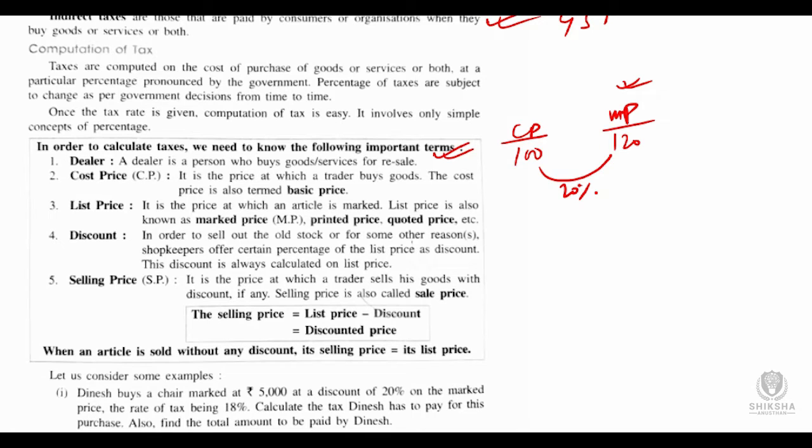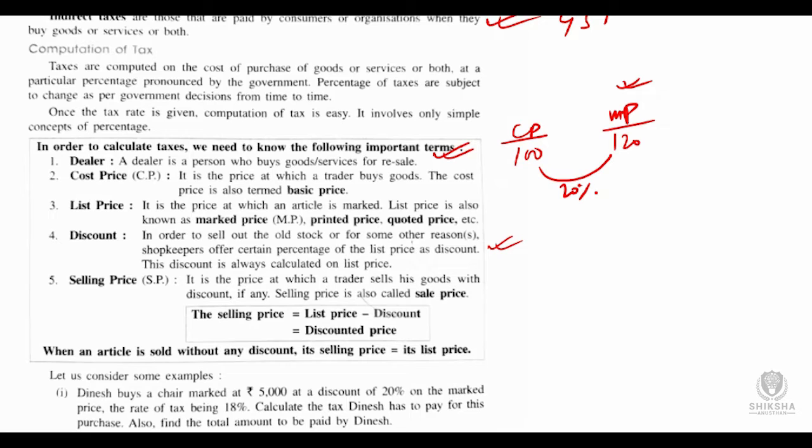Then discount. What is discount? Discount is an offer that is given by the seller to sell some old stocks, or for some other reasons, to increase the sales. And this is calculated on the list price or the mark price, if there is any.